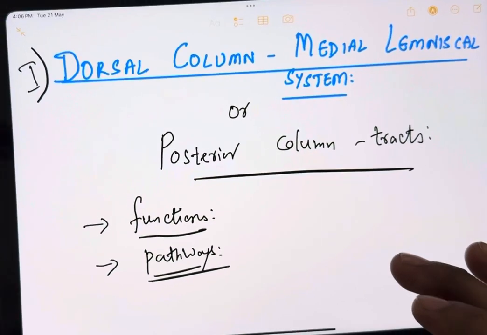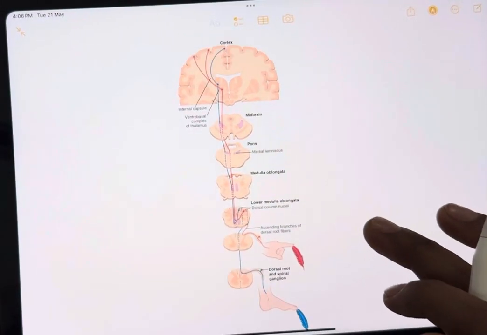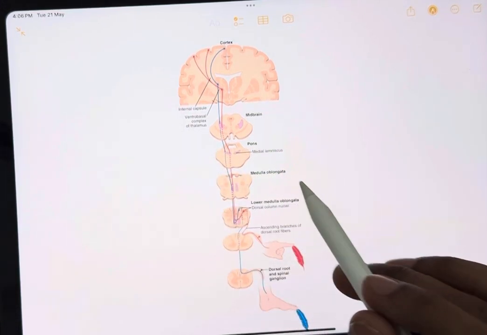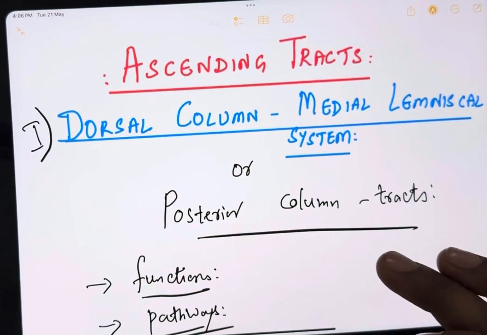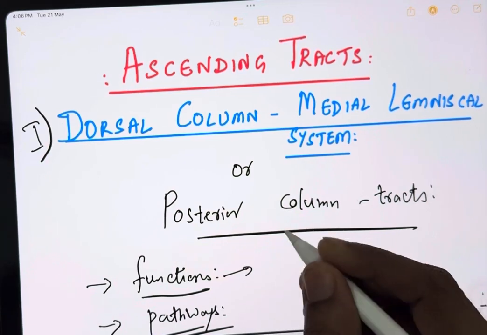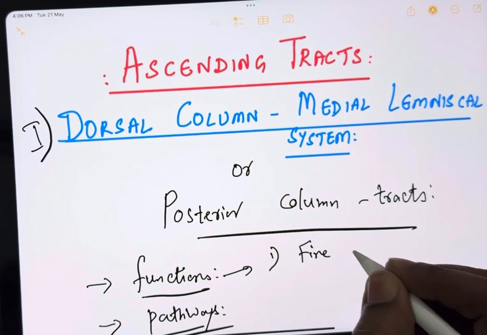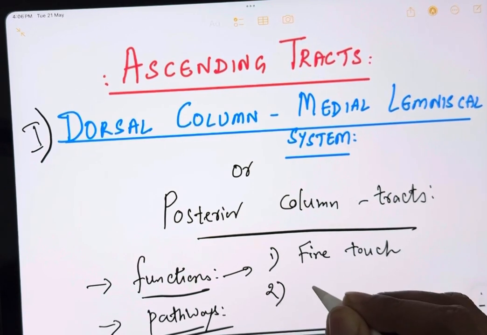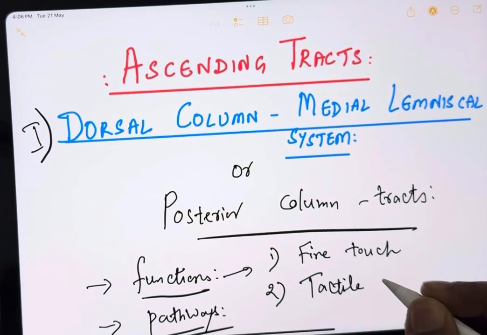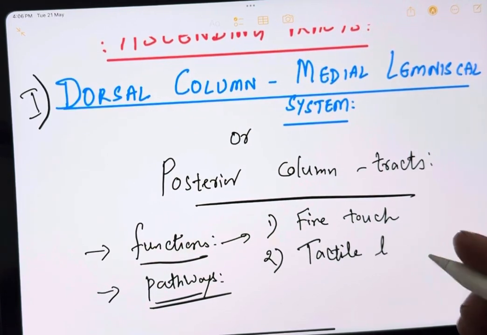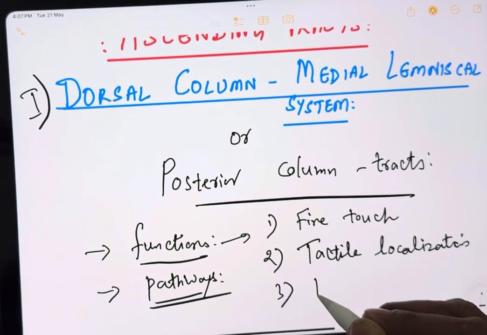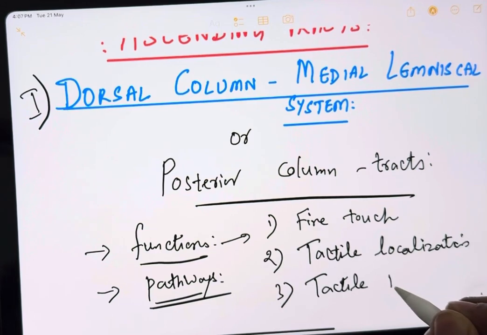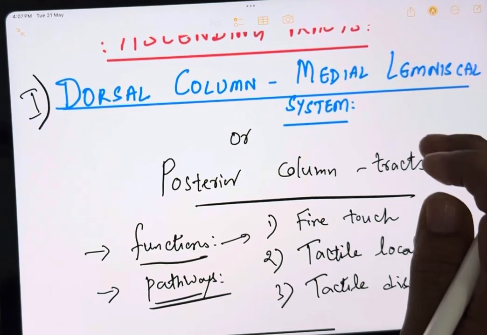Now, I will show you the textbook diagram of this tract, how exactly it will go. First, coming to the functions, what sensations it carries to the brain. It will carry the sensations of fine touch, then tactile localization, then tactile discrimination, that is 2-point discrimination.